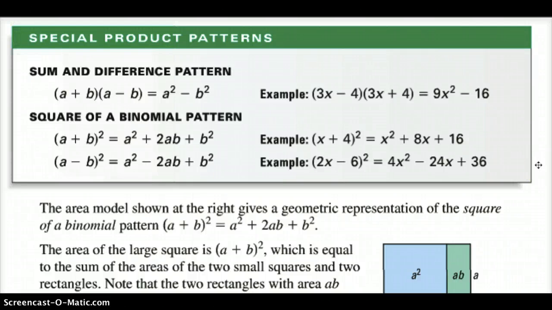Let's go ahead and look at these patterns that hopefully you guys came up with when we went through all of those FOILing problems. The first one that hopefully we came up with, and maybe it's the easier of the two, is the sum and the difference pattern.